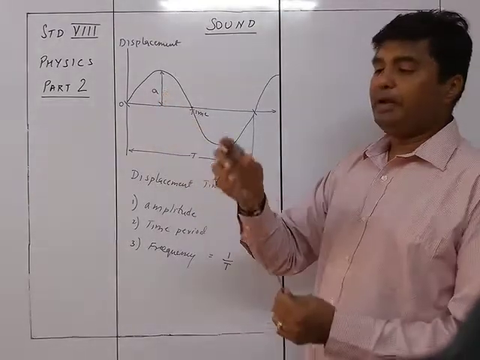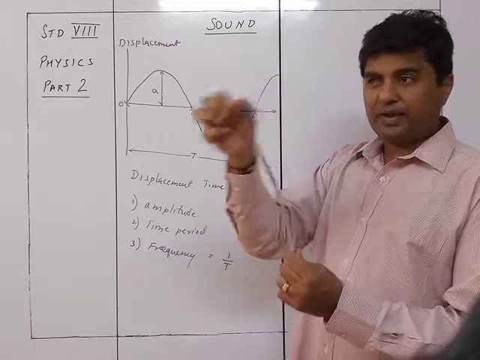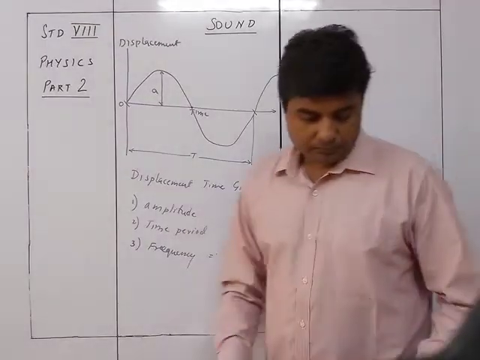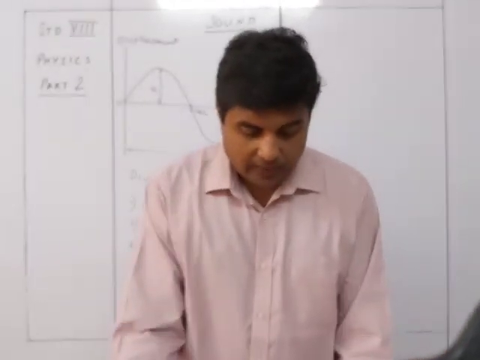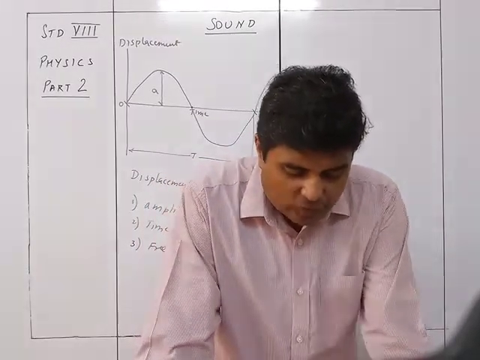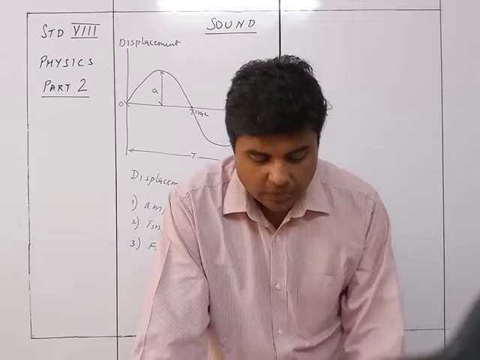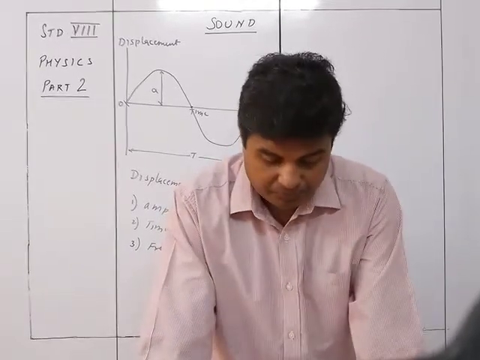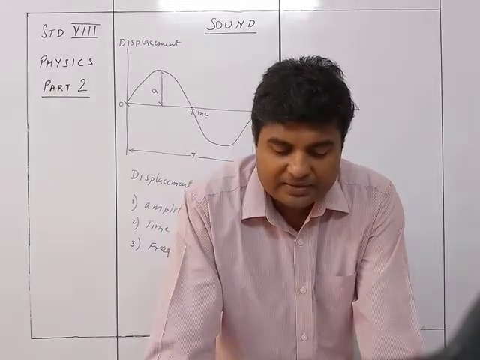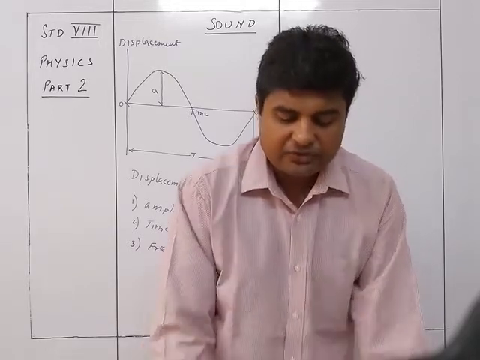The amplitude is the distance from here to here, or from here to here. That is the amplitude. And the time taken for one complete movement is called the time period. When a wave propagates through the medium, the displacement time graph shows the variation of the displacement of the particle of the medium with time at a given position. The amplitude is represented by the letter A and the time period is represented by the letter T. The amplitude of the wave is 2 centimeters and the time period is 4 seconds.